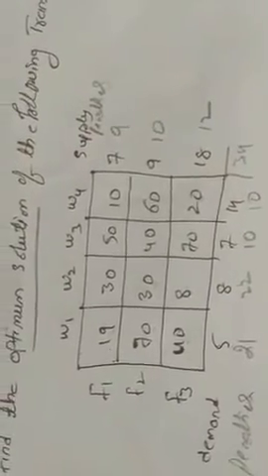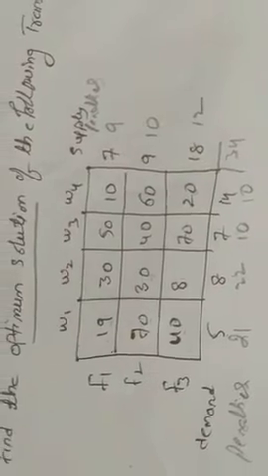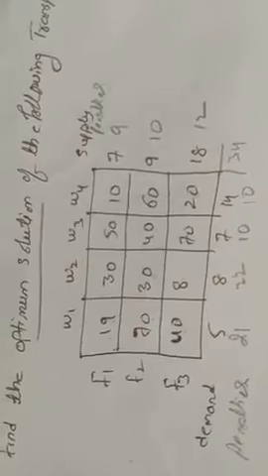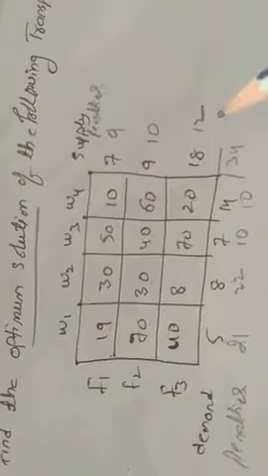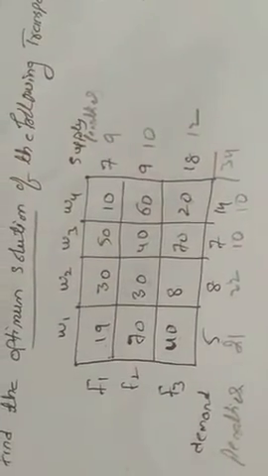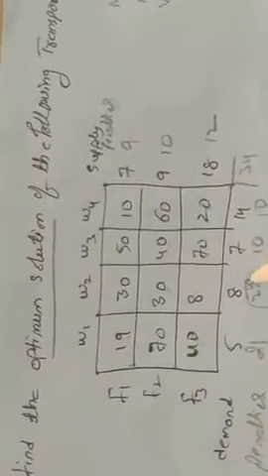So now we have calculated the penalties for each row and each column, taking the smallest two elements in each. The next step is to identify the largest among the penalty elements. Here we have 9, 10, 12, 21, 22, 10, 10. Which is the largest penalty element? 22 is the largest penalty element.